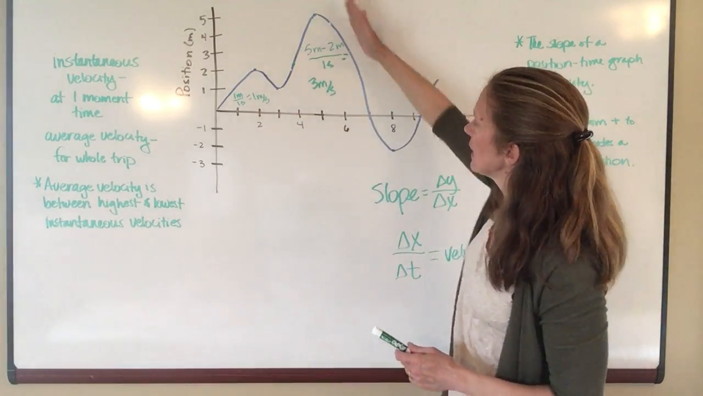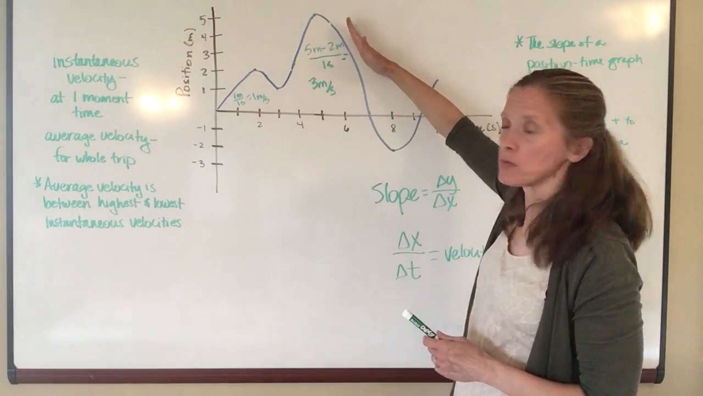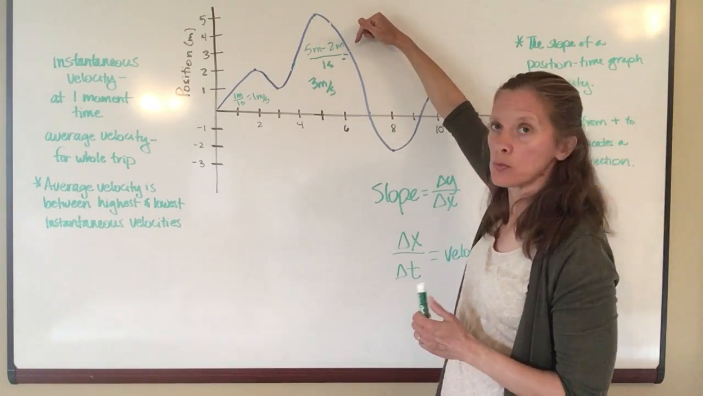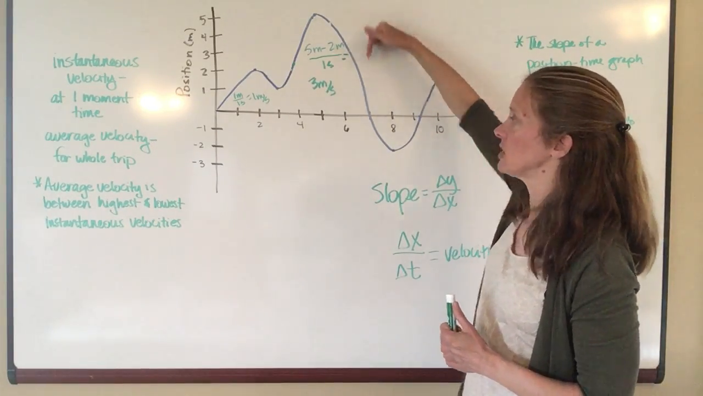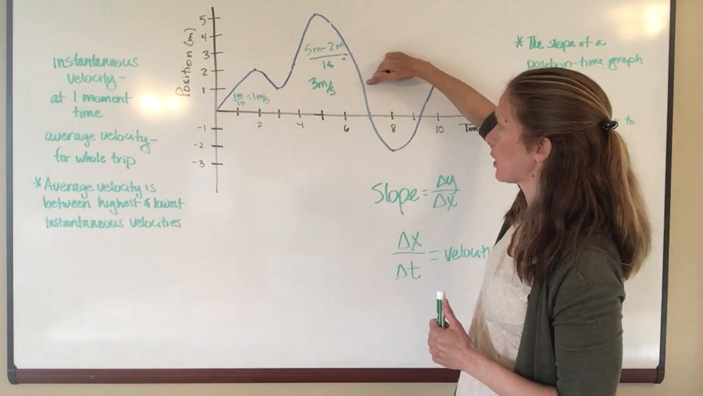When I get over here, now my slope is in the negative direction. And so remember that a negative velocity just means that he's going back the other direction. He's going back towards his starting place when he gets down to this part of the curve.